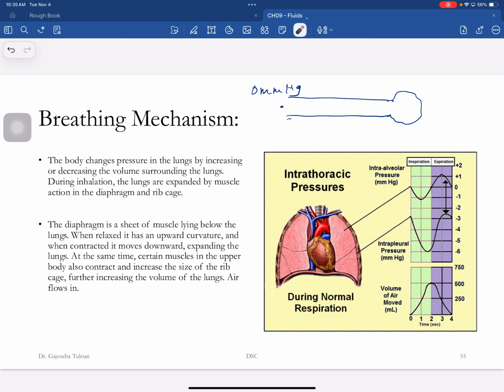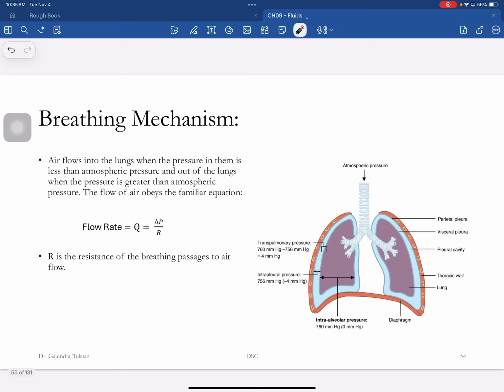Okay? So what you're doing is changing the pressure inside your alveolus. And how do you change the pressure inside your alveolus? Okay, so this is the pleural cavity. You're changing the pressure here. This is a partial vacuum. And by lowering your diaphragm, you're changing the pressure here. By changing the volume of this, you're changing this.